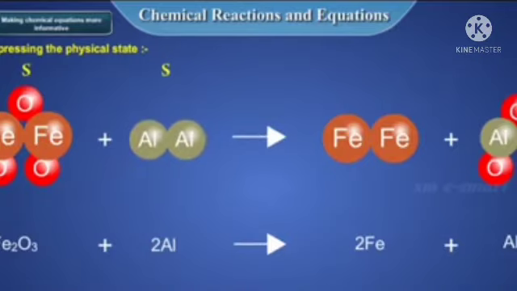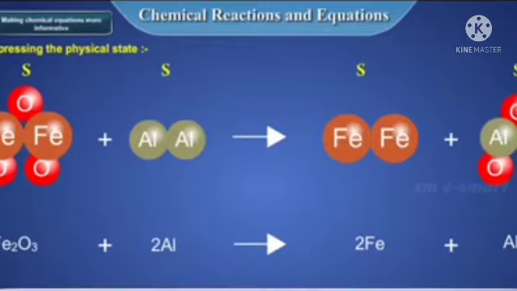Aluminium, solid, gives rise to ferrous, solid state. Aluminium oxide, that is also solid state. This is the solid state.